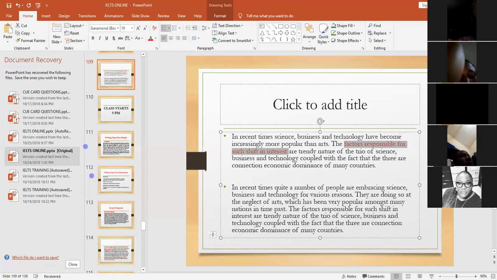There is a particular side of the question in IELTS that has to do with opinion. Either you support or you are against. I understand. So you. Okay.